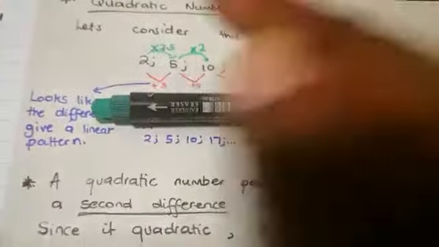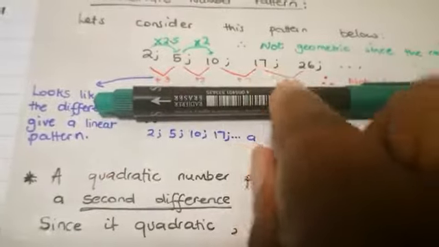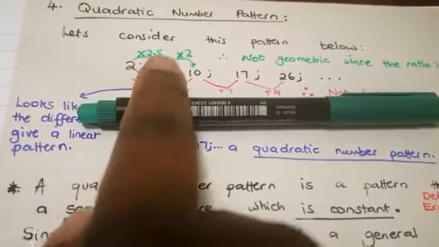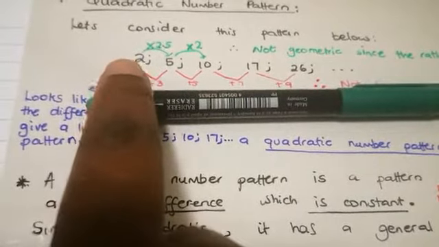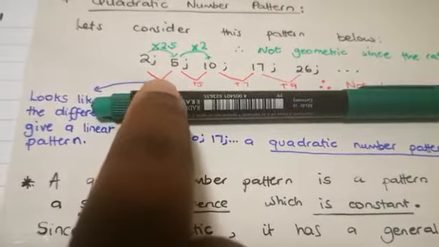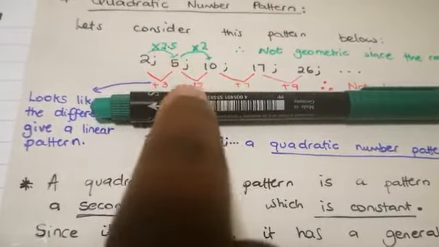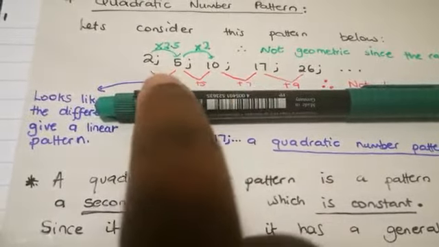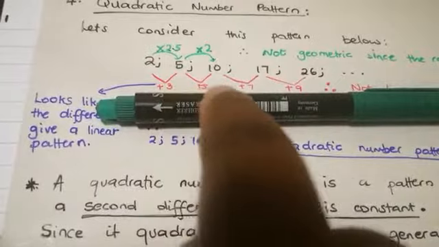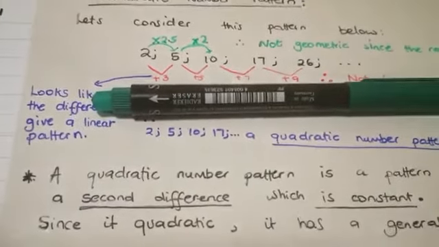Let's check if it is linear. Remember, we said a linear number pattern will have the same number that is added or subtracted throughout. So from 2 to 5, we add 3. And then 5 to 10, we add 5. And then 10 to 17, we add 7. Already you can see that the difference is not constant. So that means it is not linear. This number pattern is not linear.